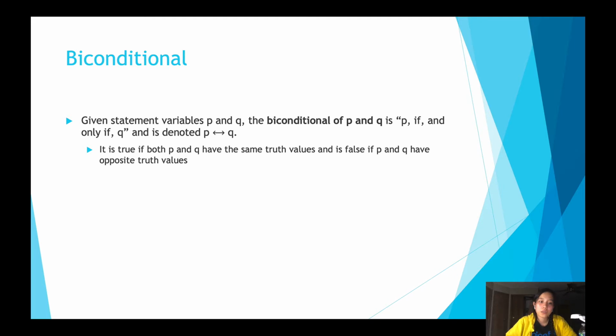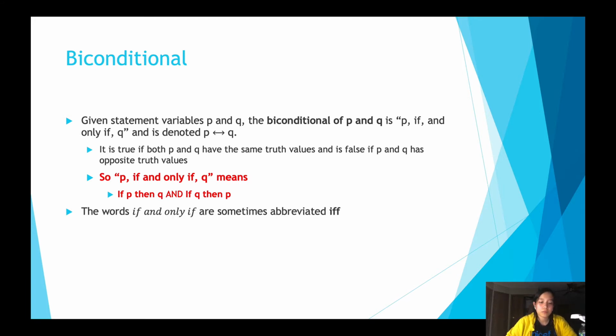P if and only if q is true if both p and q have the same truth values, and is false if p and q have opposite truth values. So, p if and only if q means if p, then q, but it also means if q, then p. The words if and only if are sometimes abbreviated as iff, with two f's.